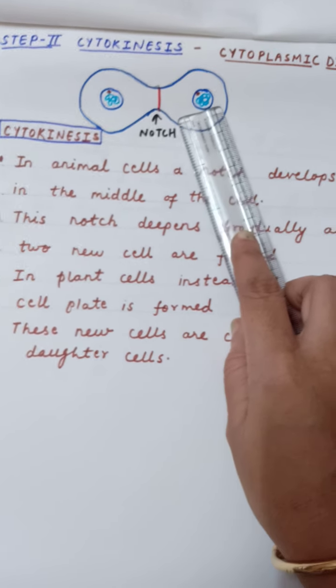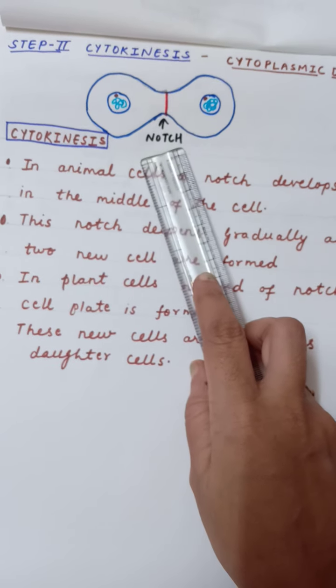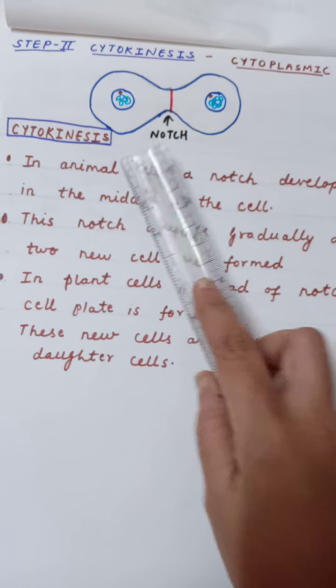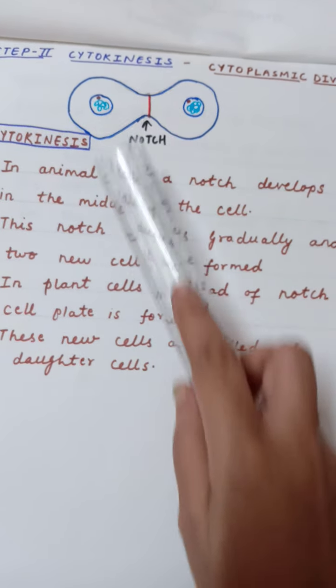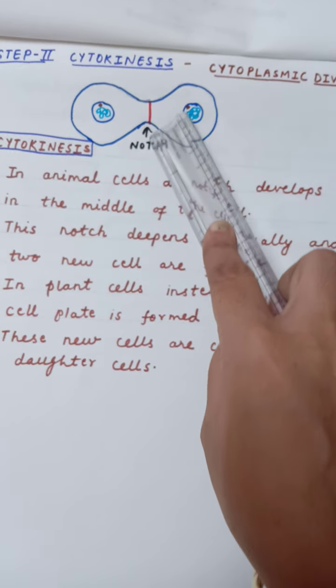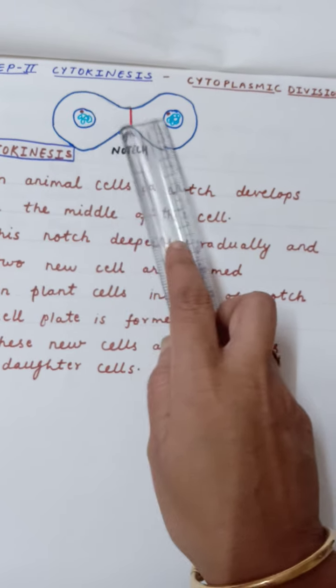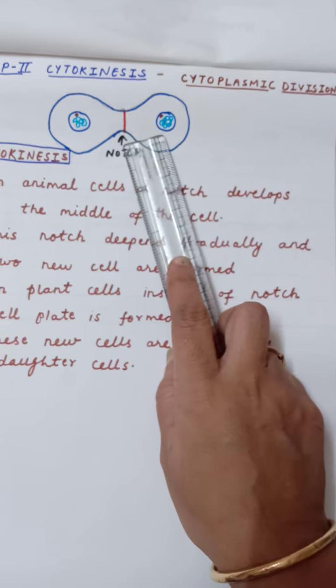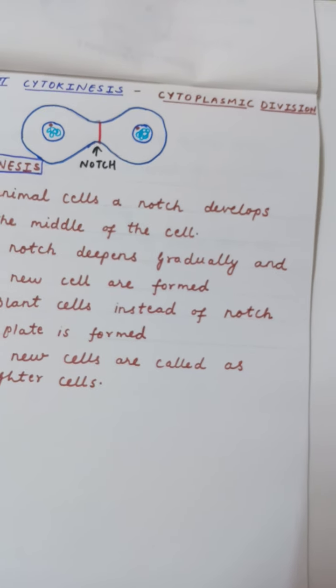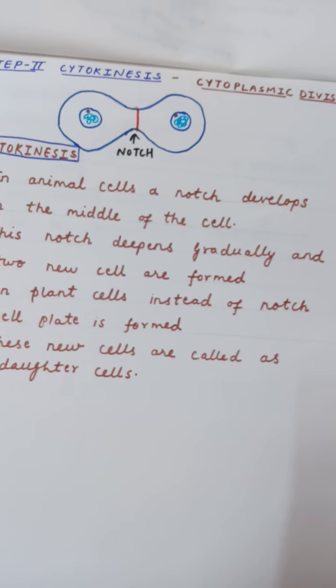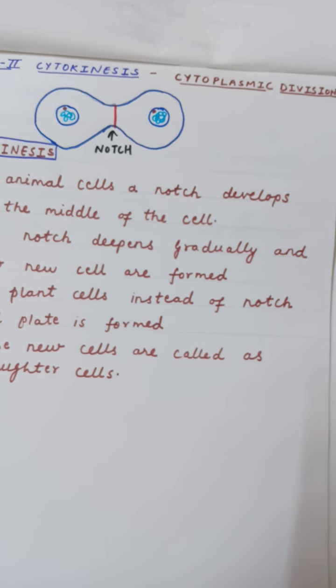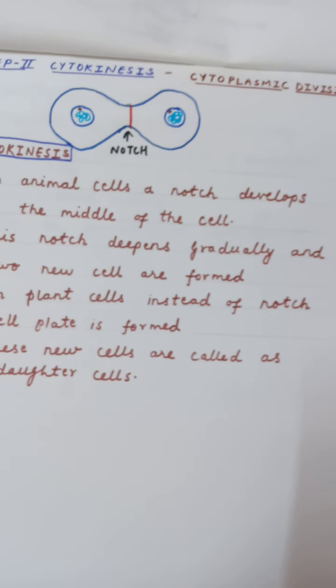Thus we completed mitosis. But what happens in a plant cell? In a plant cell, instead of a notch, we directly get a cell plate here. So these new cells which are formed at the end of mitosis are called daughter cells. Hope you understood the stages of mitosis very well.